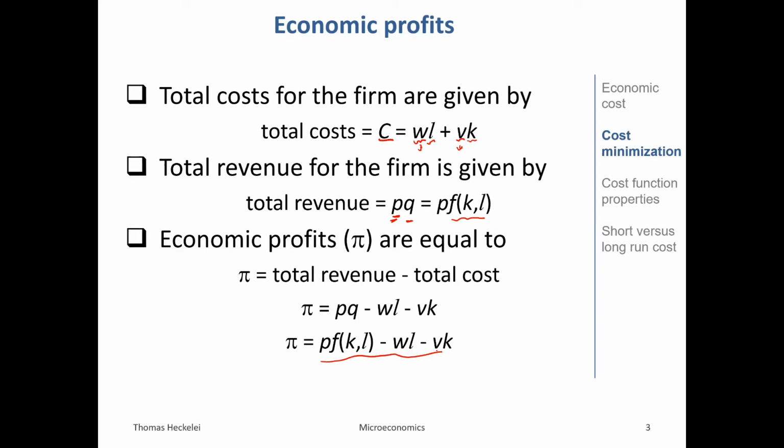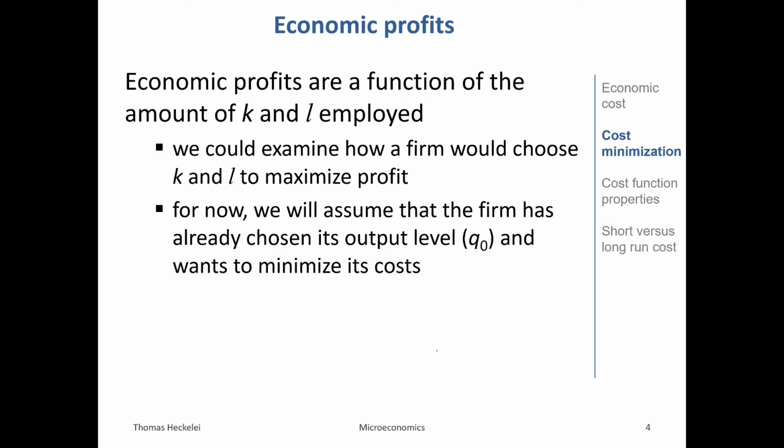And for that, written that way, we could see economic profit as a function of the quantity of K and L, which are employed in the production. And if we want to maximize the profit, we could think about a maximization problem where we choose the quantity of K and L to maximize the profit directly.